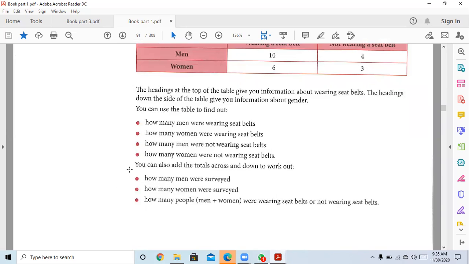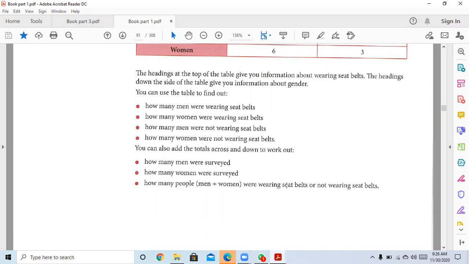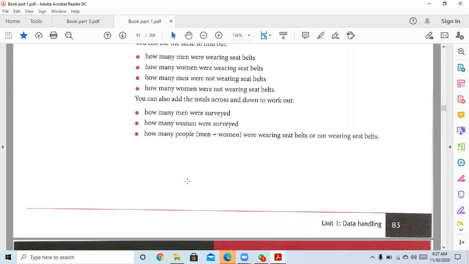You can also add the totals across and down to work out how many men were surveyed, how many women were surveyed, and how many people, men plus women, were wearing a seat belt or not. This is also another way to write it.